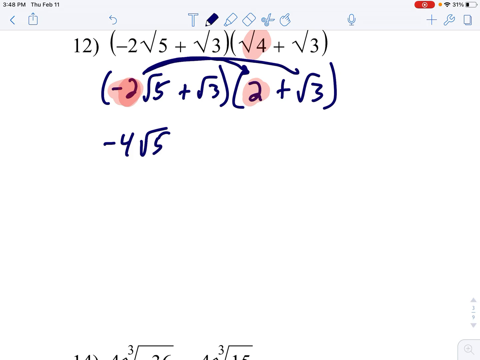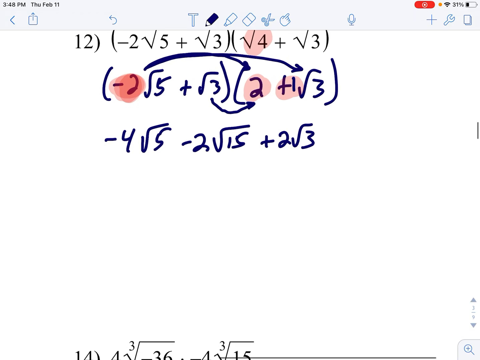Then when you distribute here, you're going to get, let's see, negative 2 times positive 1 is going to be negative 2. Square root of 5 times square root of 3 is square root of 15. Now we'll multiply here. Plus square root of 3 times 2 is simply plus 2 square root of 3. And then plus square root of 3 times plus 1 square root of 3, that's going to be plus square root of 9.